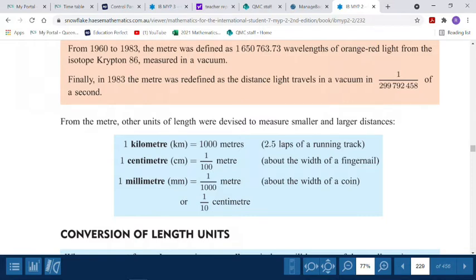Centimeter is 1/100th of a meter. So it's smaller than a meter, right? So think about a centimeter, and they give you a little example there. The width of your fingernail, that's about a centimeter, okay? So it's a much smaller unit than the meter. And then you can go even smaller than that. You can have a millimeter, that's 1/1,000th of a meter, which is the width of a coin. If you see the side of a coin, how thick they are, that's about a millimeter.